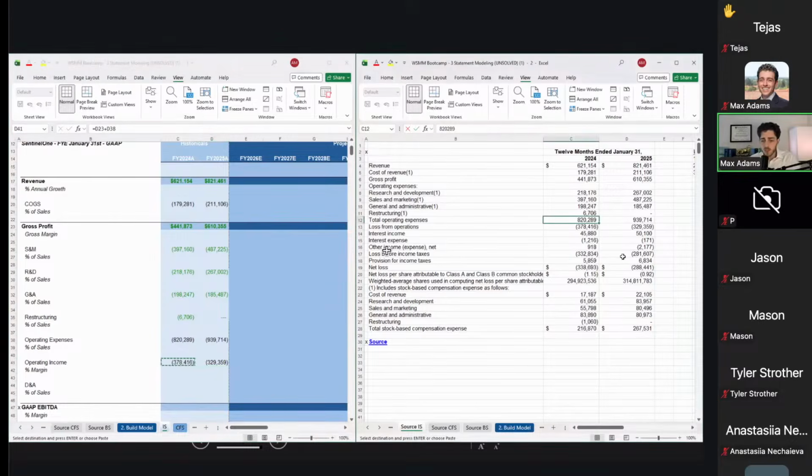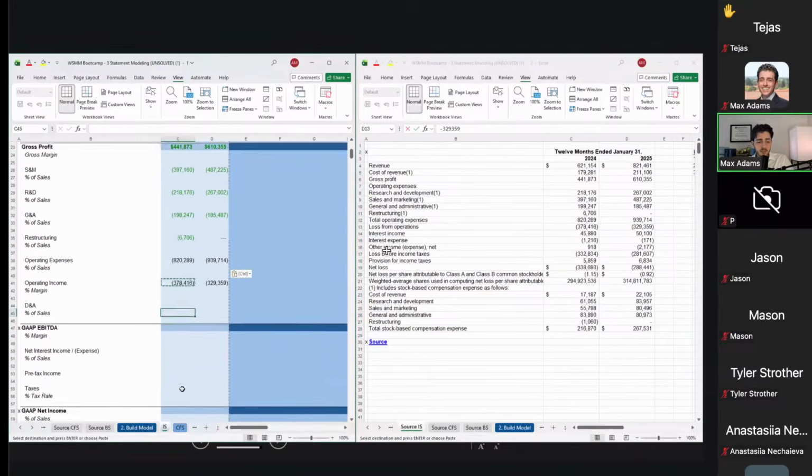And let's just double check that that matches up here. So the loss from operations exactly went from 378 to 330. So the company's losing money. And then we need to figure out what the EBITDA is.